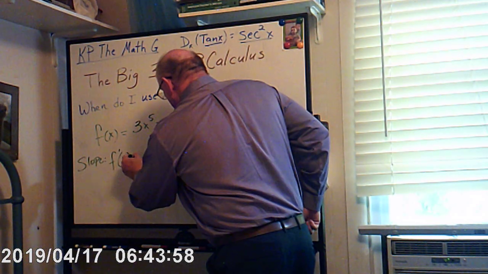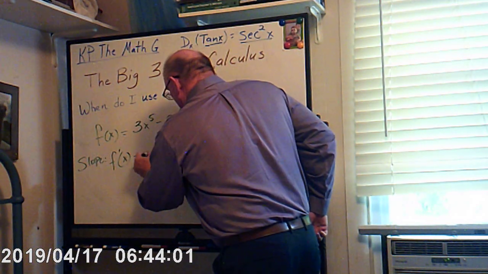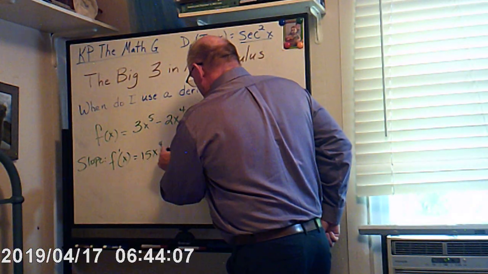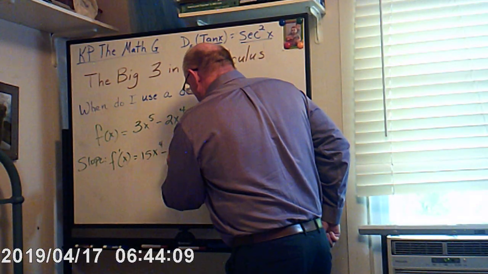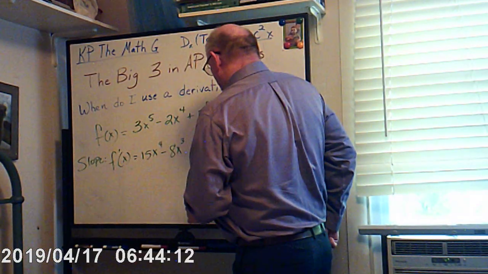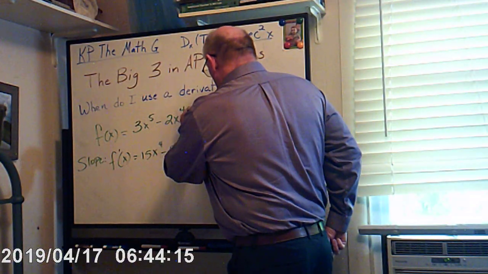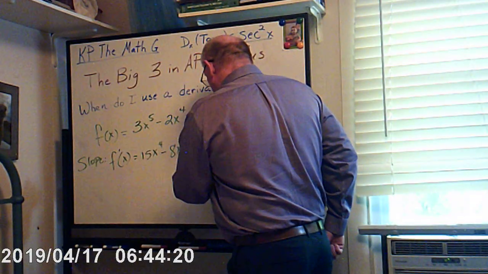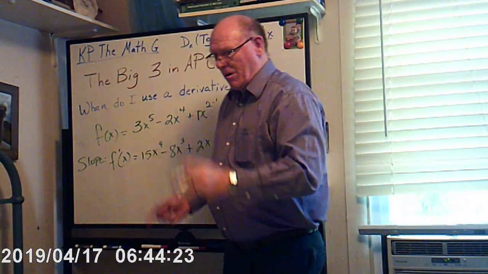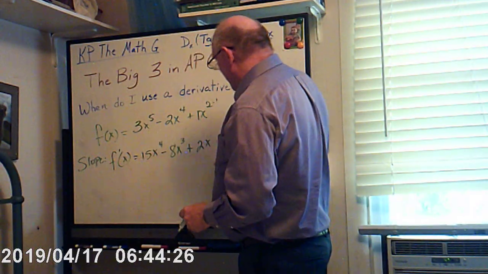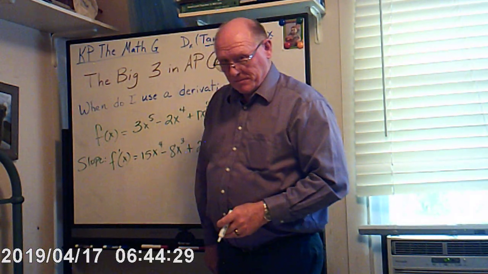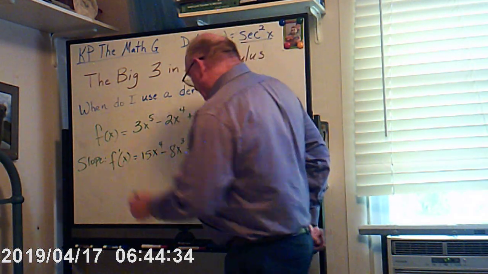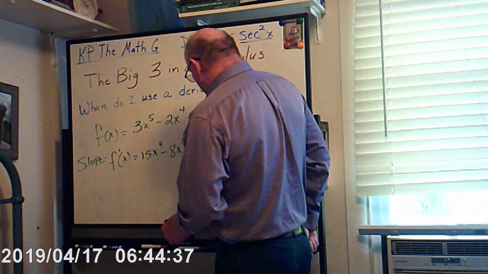So again, 15x to the 4th, minus 4 times 2 is 8 x to the 3rd, plus 2 times 1 is 2 x. Remember 2 minus 1 is 1, so we don't need the exponent. That is represented the slope right here. This represents the slope of this function F.